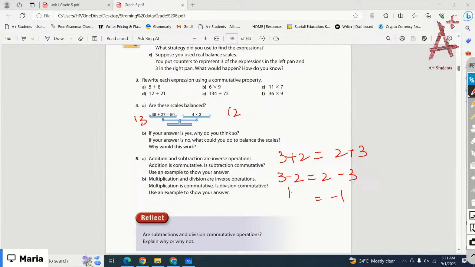This is a very important point. Addition is commutative, but subtraction is not commutative.